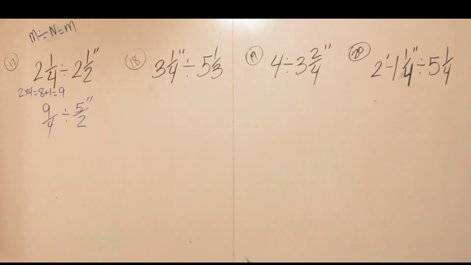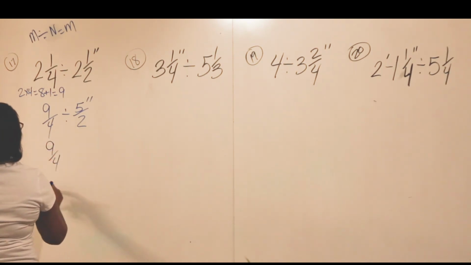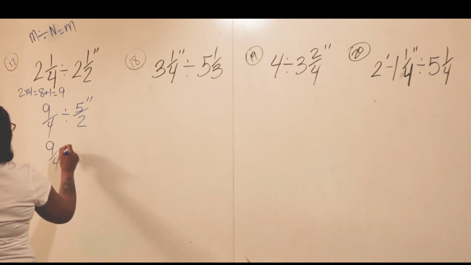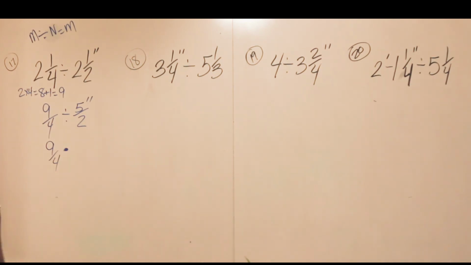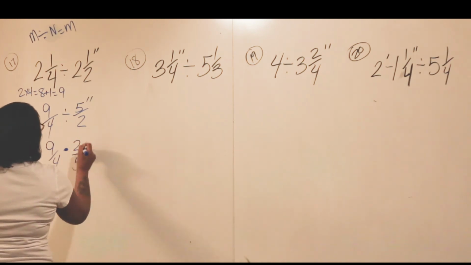Next step, we rewrite that first numeric expression, 9. It turns to a multiplication problem. And then what do we do with that second numeric expression? Reciprocate it. We flip it. So now we got 2 over 5. And my inch marks again.